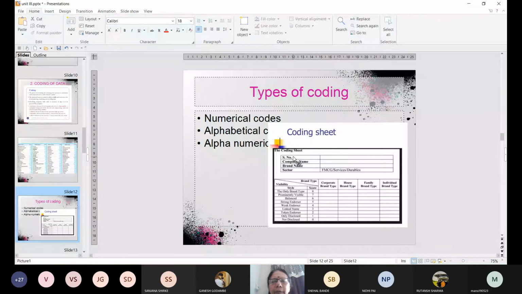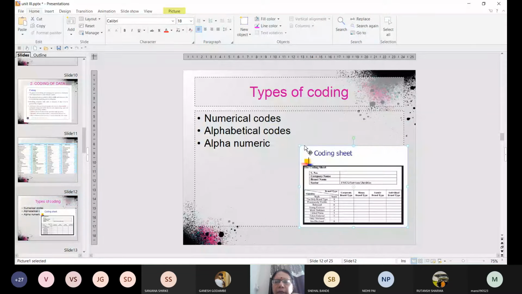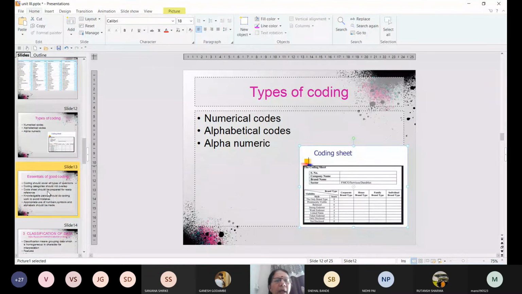Now when you talk about types of codes, they can be numerical codes. If I give numbers as code, it is a numerical code. If I give alphabets, it is an alphabetical code. If I mix both, it is alphanumeric. SYB roll number 15, so that is alphanumeric. If I say only SYBNP, this is alphabetic. If I just say the roll number, it is numerical. So this way coding is done.